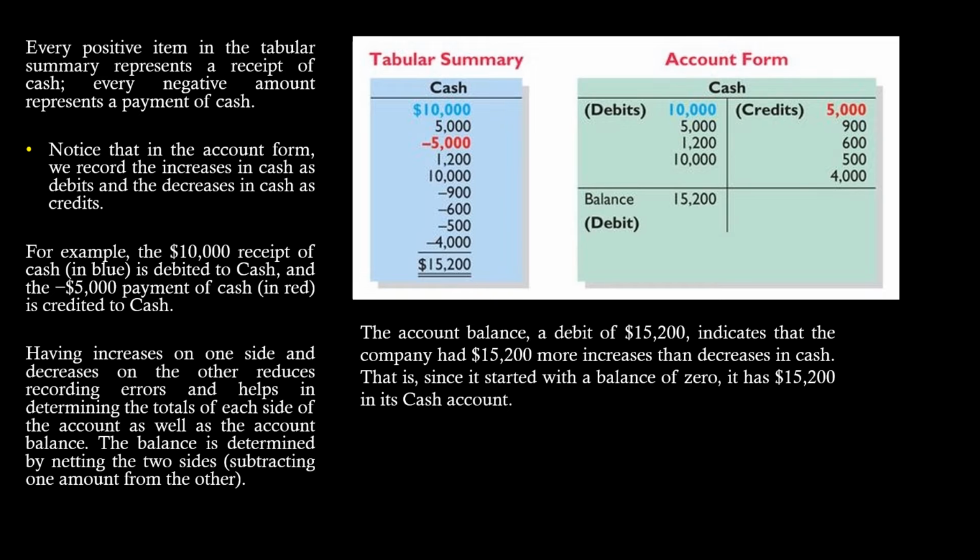So the account balance of a debit of 15,200 identifies that the company had 15,200 more increase than decrease in cash. That is, since it starts with a balance of zero, it has 15,200 in the cash account.